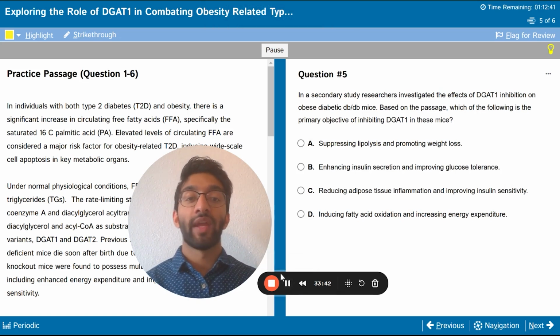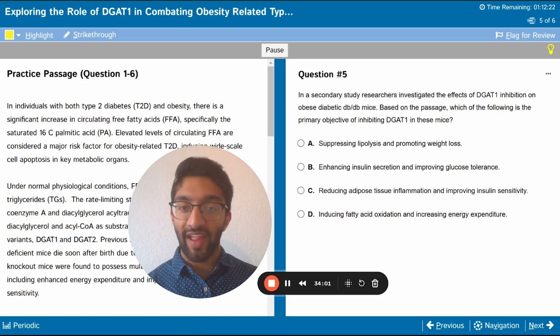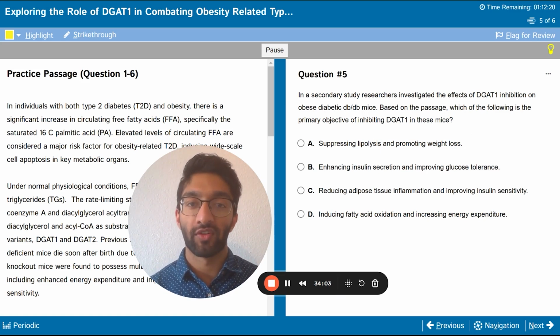Okay, so now we come to a question that is a bit more passage focused. Basically here we are asked, in the second study, the researchers looked at the effect of DGAT1 on these diabetic mice, and why did they do this? So this is coming more to a research understanding, the purpose of doing this research.